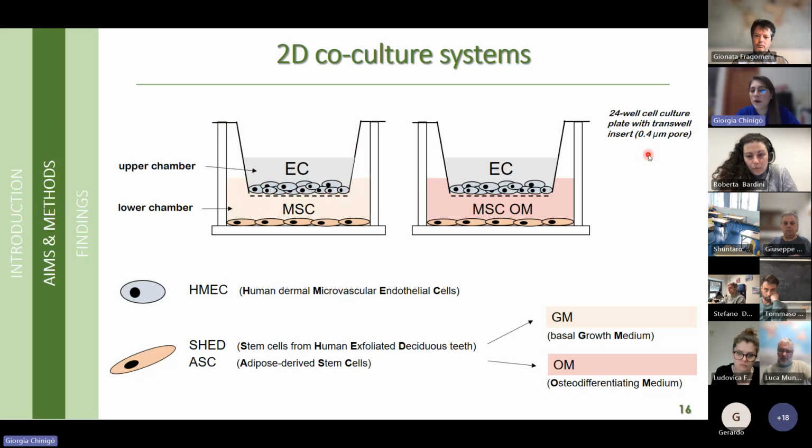These pores have a diameter of about 0.4 micrometer, that does not allow, let's say, the passage of the cells from the upper chamber to the lower chamber. So the cell line that we plate within the insert is confined to this compartment. At the same time, soluble factors can easily pass from one chamber to the other, allowing that crosstalk between the two cellular lines.